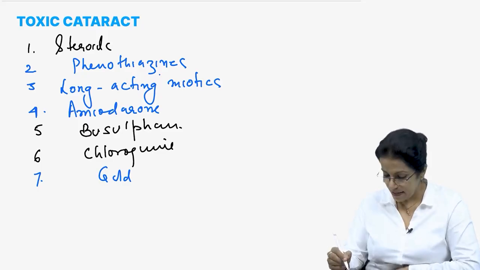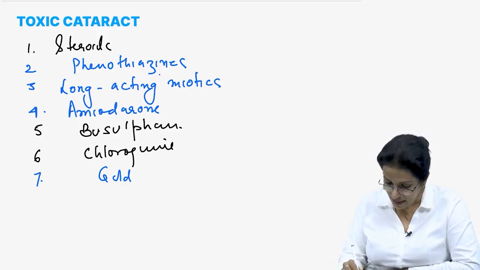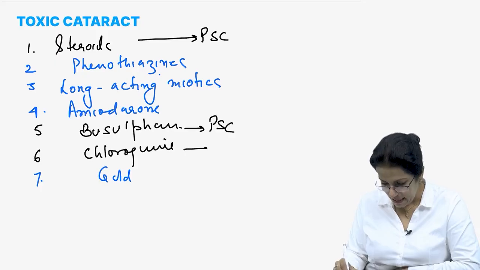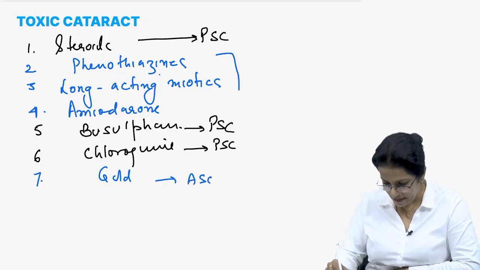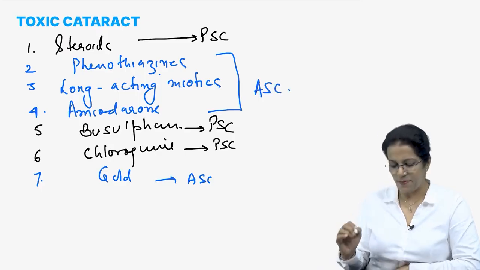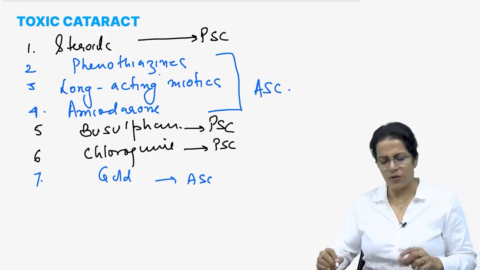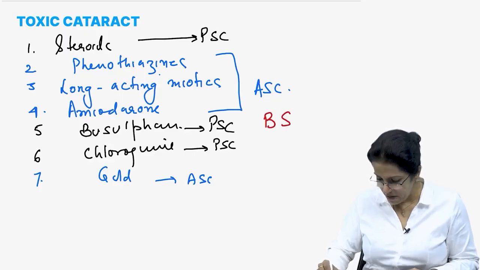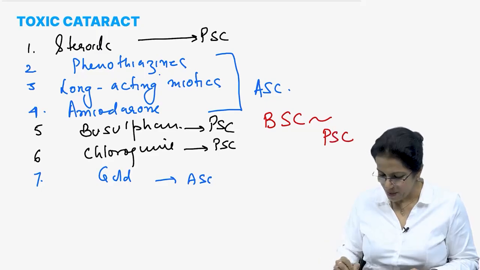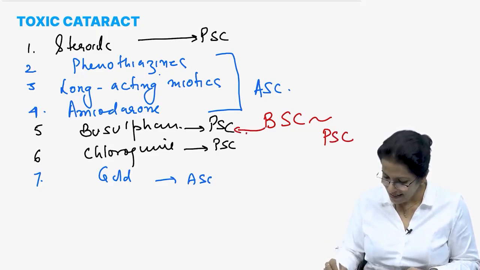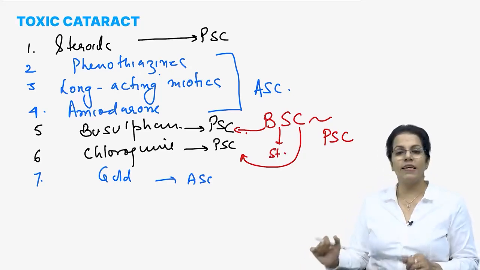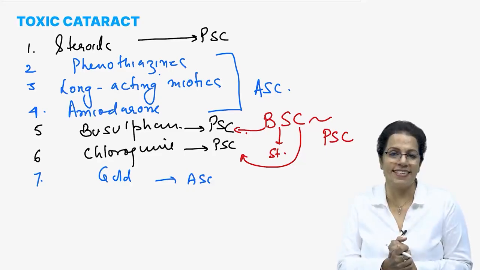So, the ones which are in black, why in black? Because these three are the ones which cause posterior subcapsular cataract. Whereas the rest, as we have learned, cause anterior subcapsular cataracts. I think it's a very famous and common mnemonic that we learn here: BSC causes PSC. What is BSC? It is busulfan, steroids and chloroquine, right? So, BSC causes PSC. This will help you to retain.